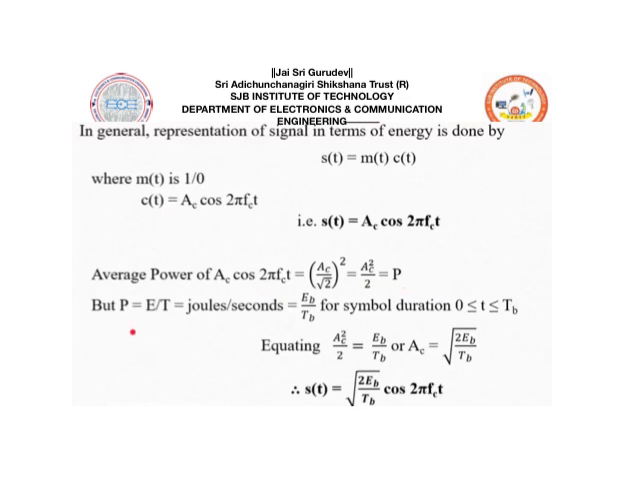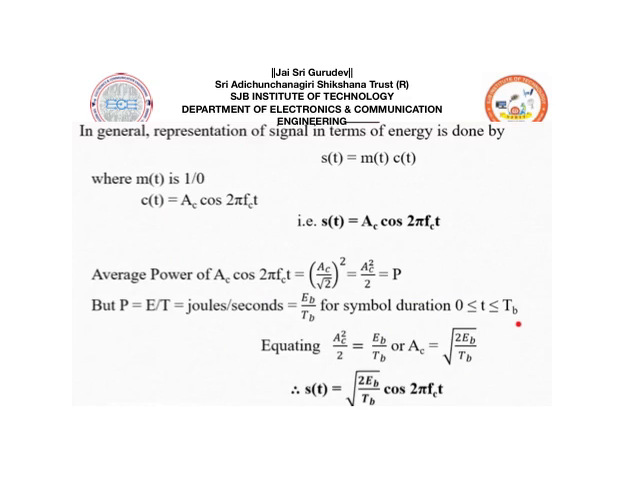But we know that this average power is the ratio of energy and time, that is E by T. The unit will be joules per second. This can be represented in terms of symbol as Eb divided by Tb for symbol duration t greater than or equal to 0, less than or equal to capital Tb. So, P is equal to E by T, that is joules per second, equal to Eb divided by Tb for symbol duration t greater than or equal to 0, less than or equal to capital Tb.